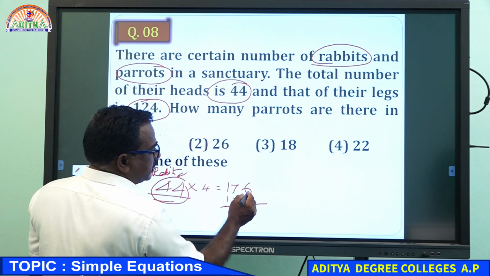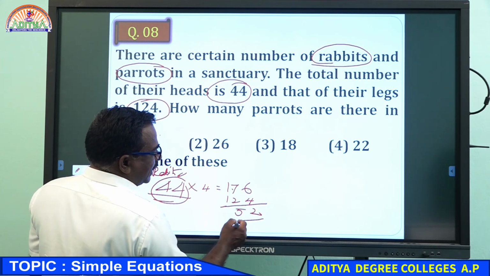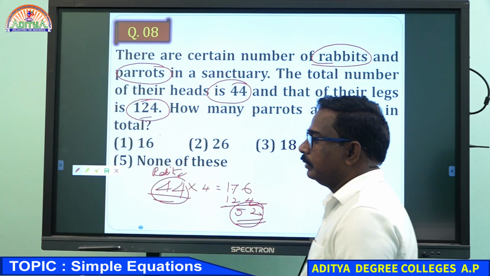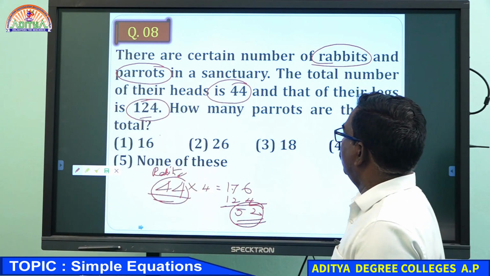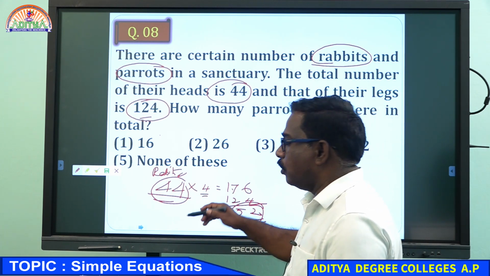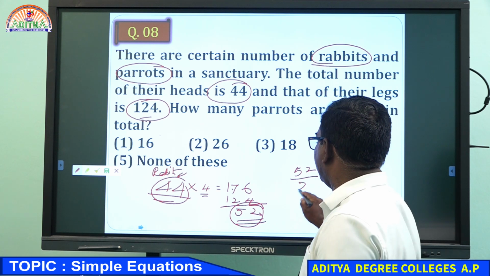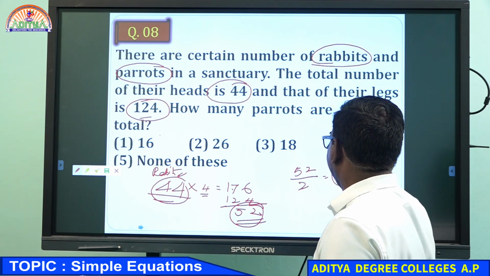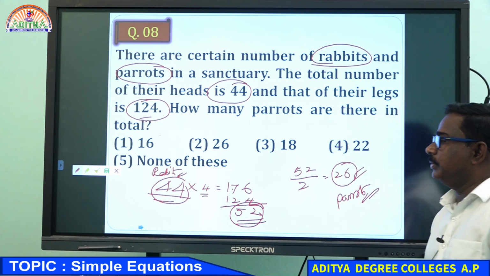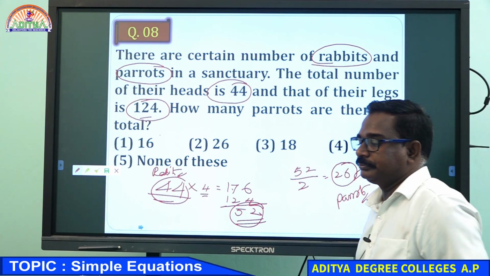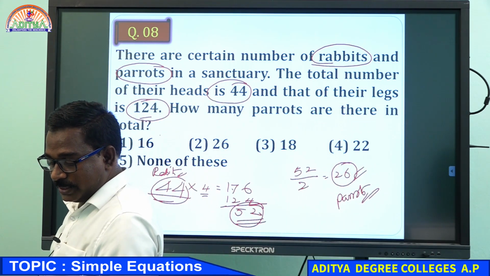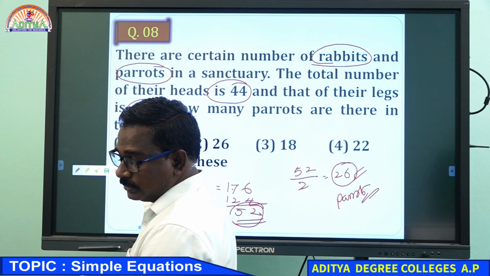124 are there. How much less? 52 less. So this 52 belongs to parrots. We counted 4 for each, so 2 less we take. 52 by 2 means 26 parrots are there. This is by taking all as rabbits. It is 26, not 16, 26.